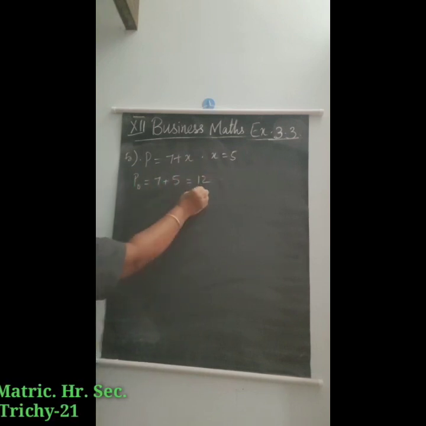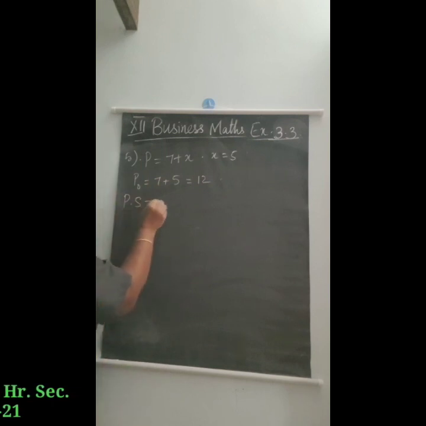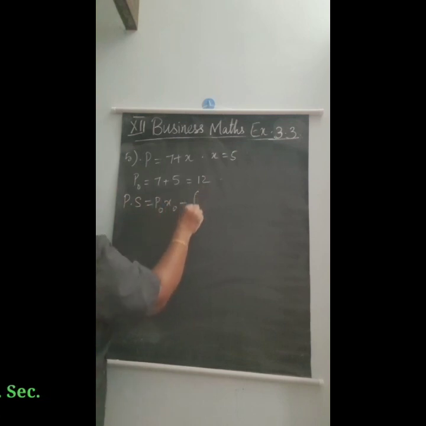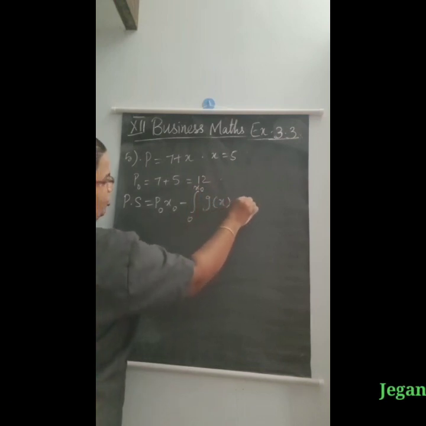So what is P naught? 12. X naught is 5. So now we have to find out the producer surplus. What is the formula for producer surplus? It is equal to P naught X naught minus integral of 0 to x naught g of x, g of x means the supply function, into dx.